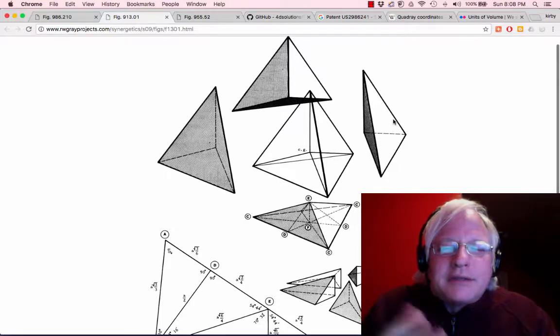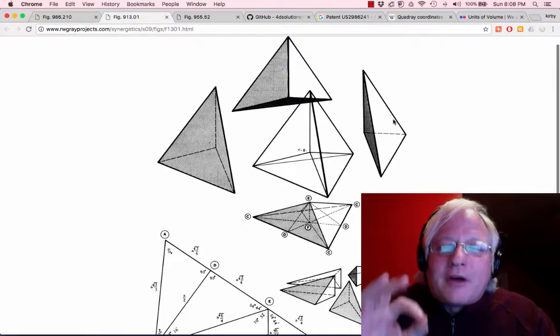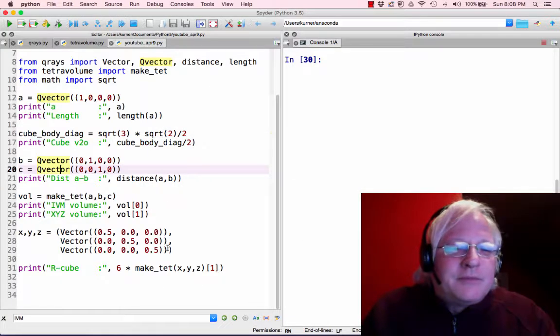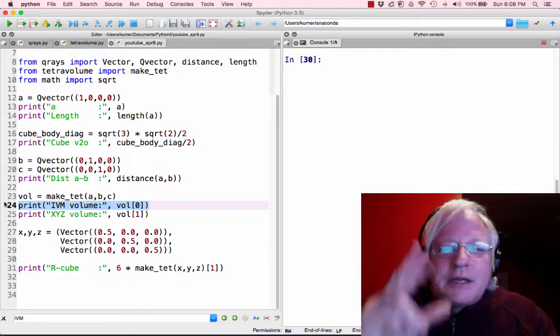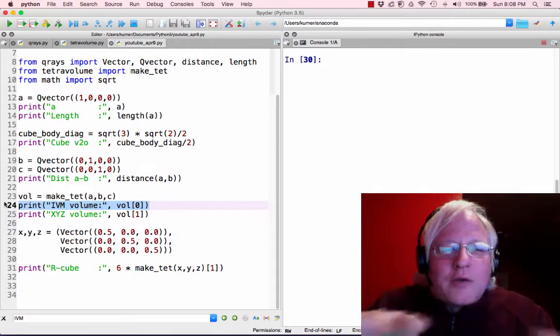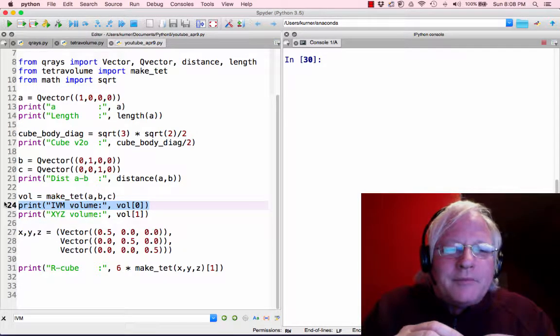It doesn't matter which quadrant, they're all going to have a volume of what? 1/4, because this is an IVM volume of 1/4, because this is our unit volume tetrahedron. So I'm expecting, when I print out the IVM volume of that tetrahedron made of 3 quadrays from the center, that quadrant to have a volume of 1/4, 0.25. So those are my expectations.